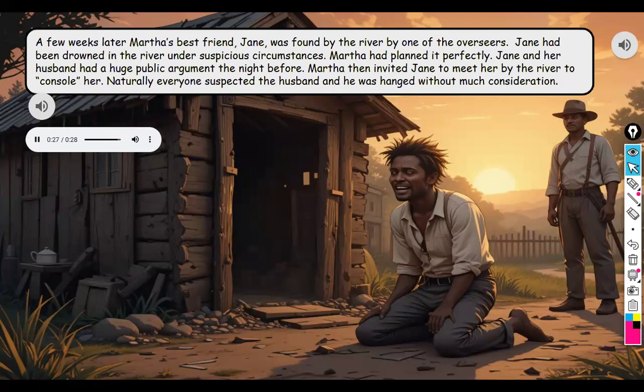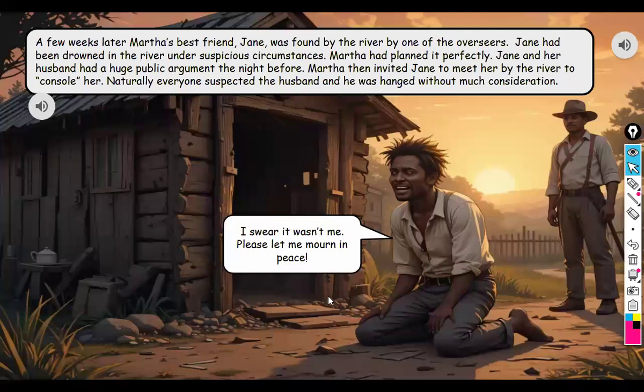All right, guys, it seems that Martha didn't recover, right? So her best friend met her end, right? So let's see what happens in the end here.